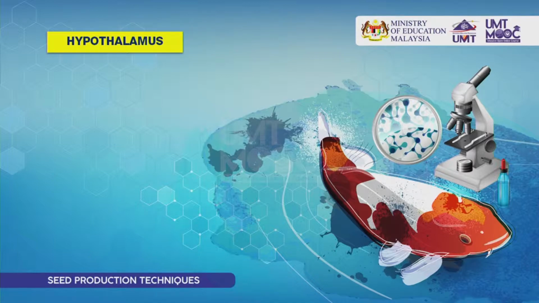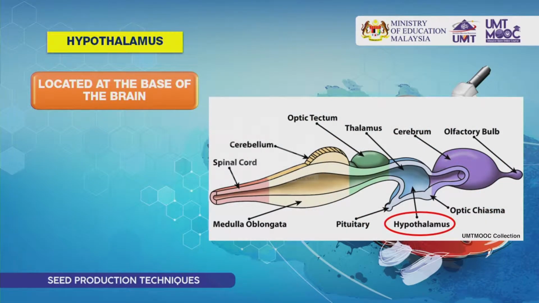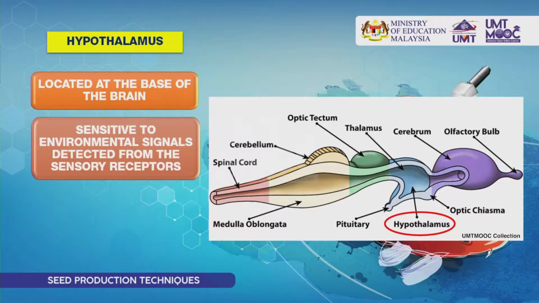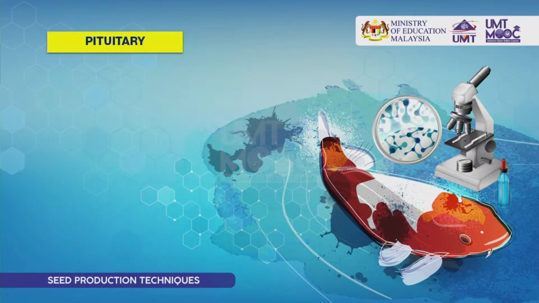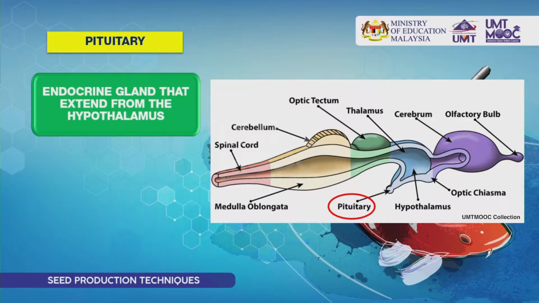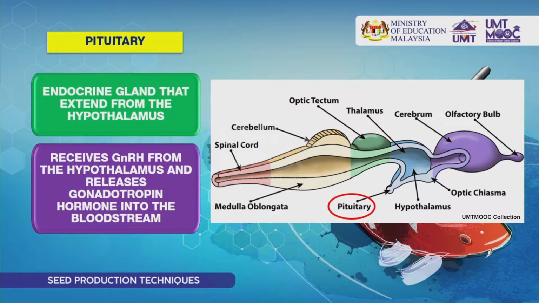The initial function of the hypothalamic-pituitary-gonadal axis comes from the hypothalamus. It is located at the base of the brain and is sensitive to environmental signals detected from the sensory receptors. It releases gonadotropin releasing hormone or GnRH, which travels to the pituitary gland. Next, the pituitary will receive GnRH from the hypothalamus and release gonadotropin hormone into the bloodstream. The pituitary is located from the extent of the hypothalamus.